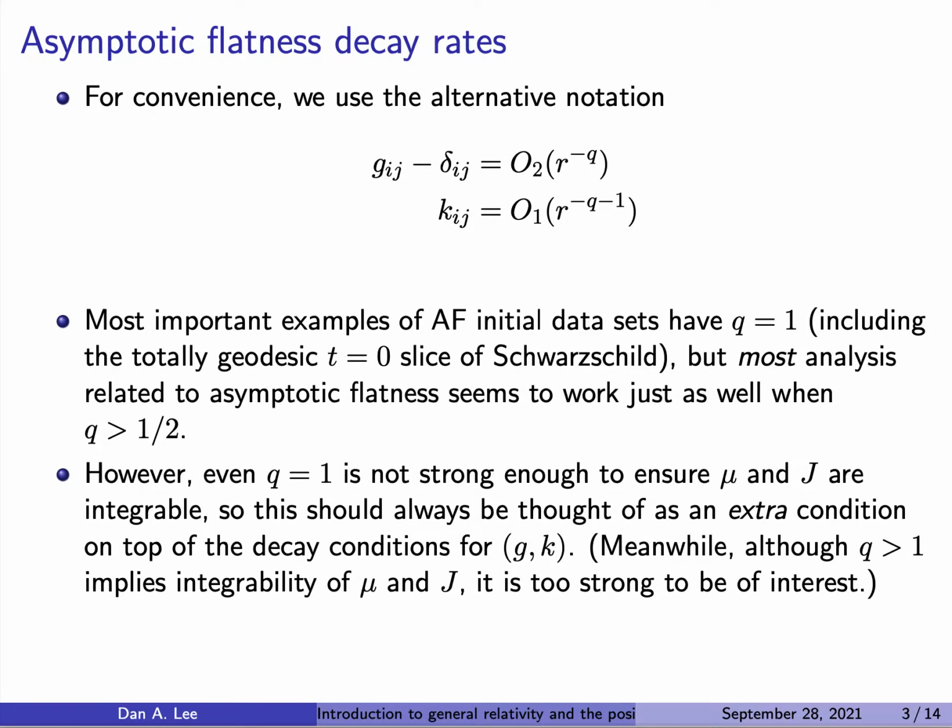Meanwhile, although q greater than 1 implies integrability of mu and J, it's too strong to be of interest. So remember the important terms in mu, right? They're basically like two derivatives of g. So if g is going like r to the minus 1, then mu would be going like r to the minus 3 typically, and r to the minus 3, of course, is not integrable over R^3. So that's why it's just barely on the border of not decaying fast enough.